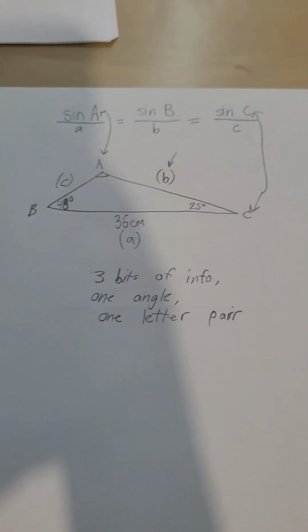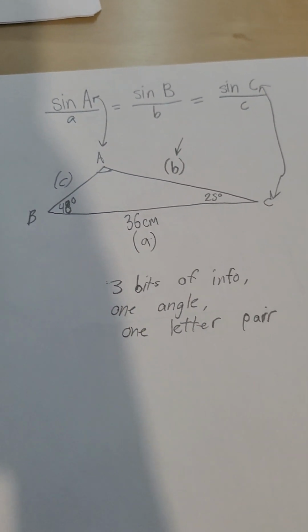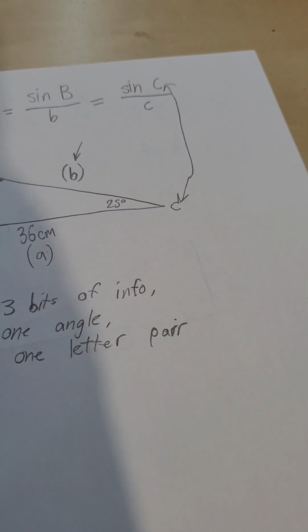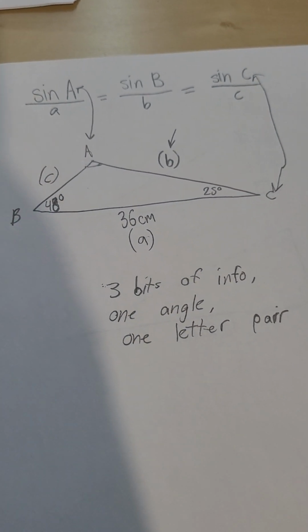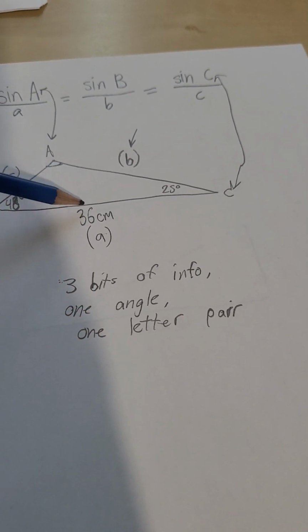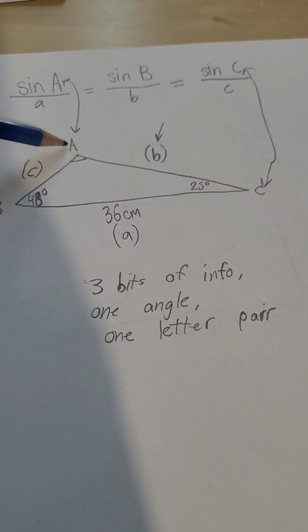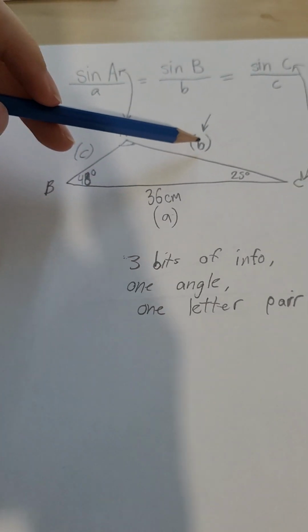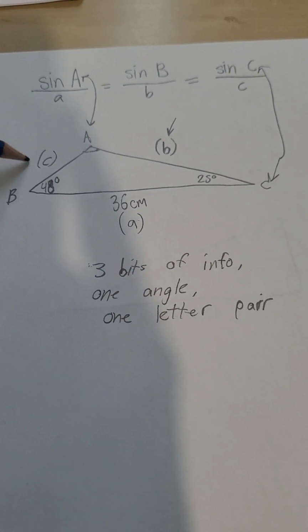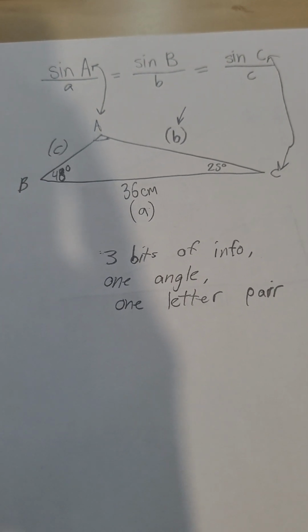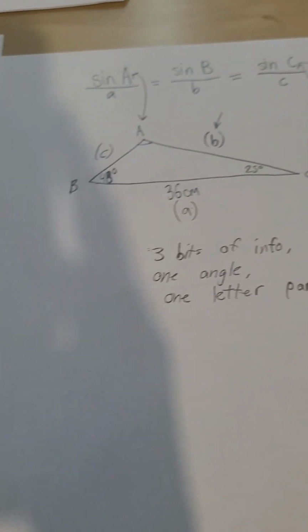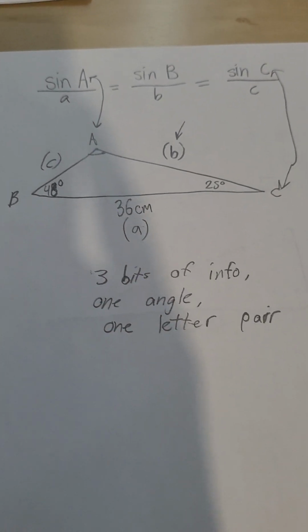And so for this letter pair, we actually don't have a letter pair in here technically, because this A would pair with this A, but this A doesn't have a value. This B would pair with this B, but this B doesn't have a value. And this C would pair with this C, but this C doesn't have a value. So we technically have no pairs, but we can make one because of our knowledge of triangles.